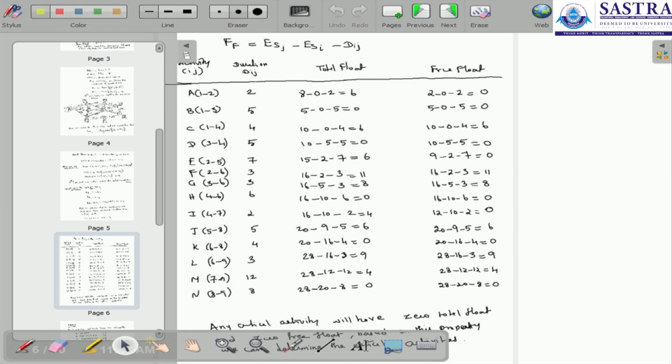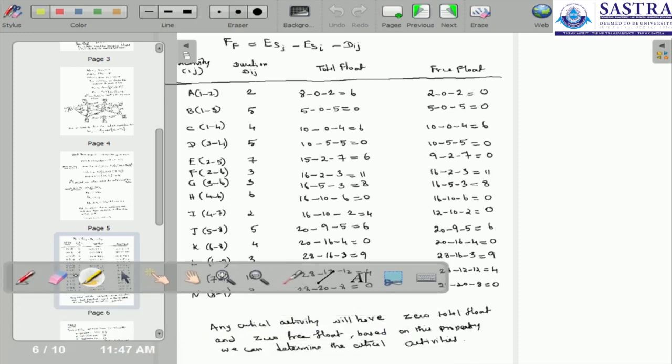So any critical activity will have 0 total float and 0 free float. Based on this property, we can determine the critical activities.